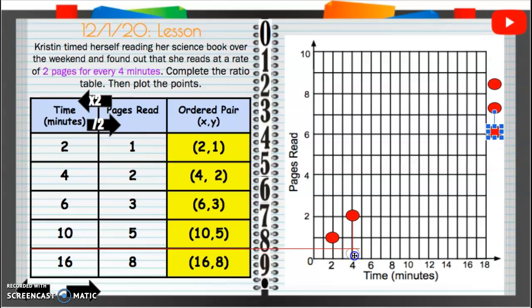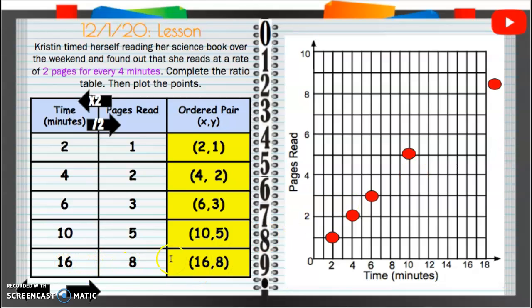Started our origin, we go down the hall to 6 minutes, up the elevator to 3 pages. Next one, down the hall 10, up 5. Down 10, up to 5. So notice there's kind of a gap because we did miss some numbers. So instead of going 2, 4, 6, 8, so if we had that 8, I bet it would make a straight line, which it would.